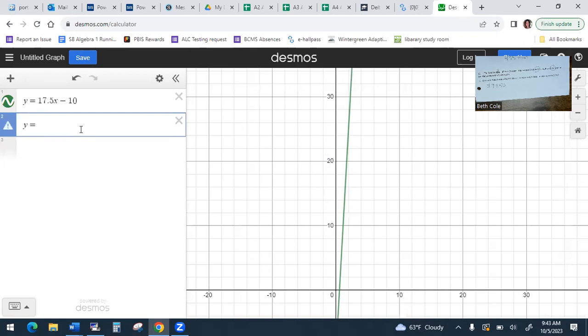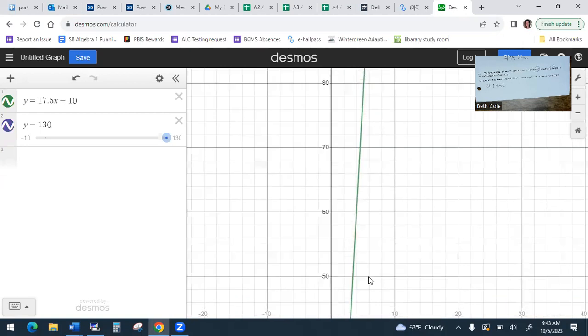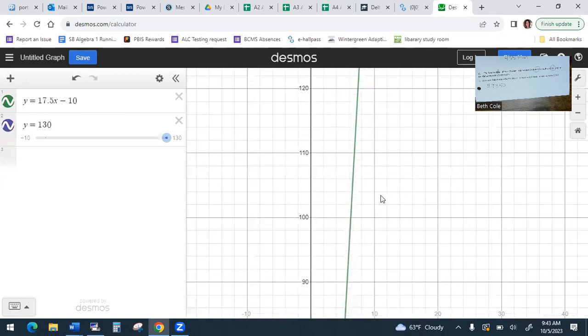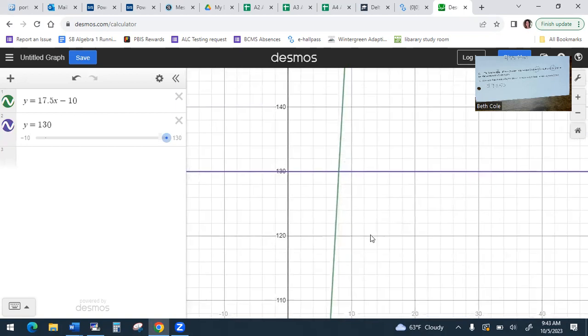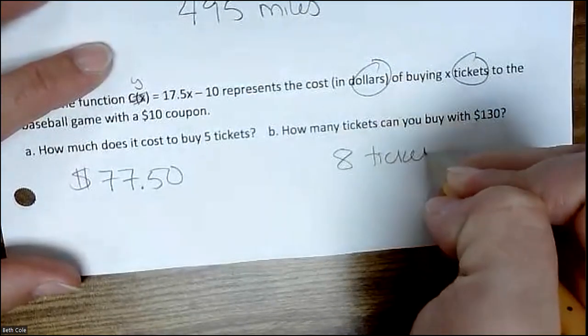And we want Y to be what? How much money do we have? 130. Now that's going to be all the way up here because it's 130. So sometimes you have to move the graph. Here we go. Do you see I'm going until I get to 130? I had to move the graph to get up to 130. Okay. And then there it is. How many tickets can you buy? 8 tickets.